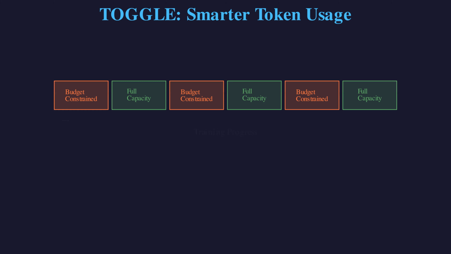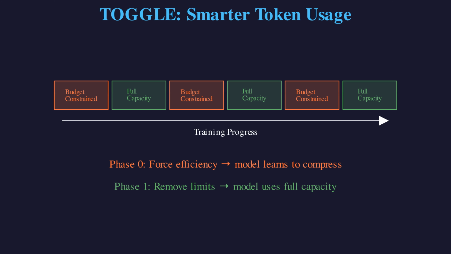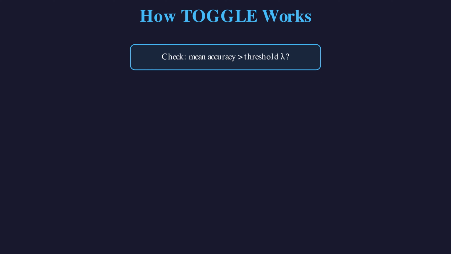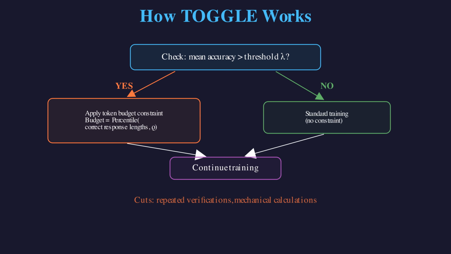Everything we've covered so far sounds incredible, but there's a very practical problem lurking underneath all of it. Training a trillion parameter model on this much data is stupidly expensive. We're talking millions of dollars per training run. Toggle is their answer to this problem, and it's elegantly simple. During reinforcement learning, they alternate between two phases.